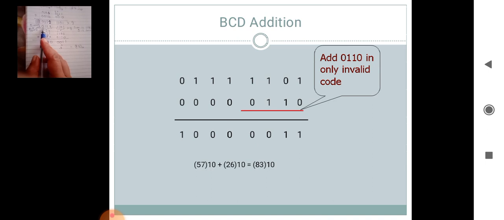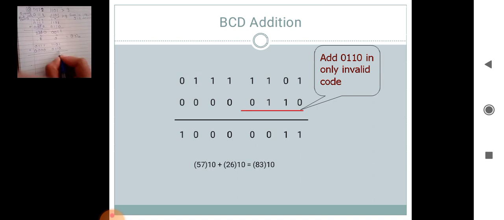Means what we have done, once again we'll see. Here some mistake happened. I will tell you once again. Here the result was 0111 and here the result was 1101. So we'll add 6 over here only. We'll keep zeros here only because it is less than 9. We'll add 6 here only.